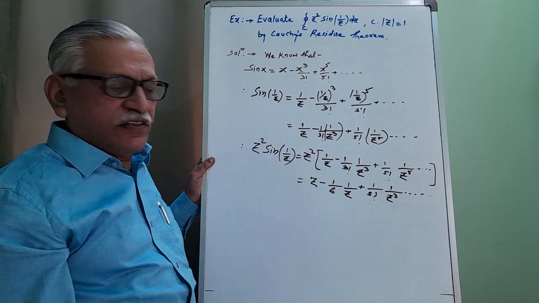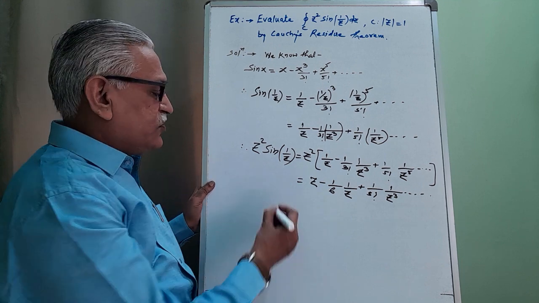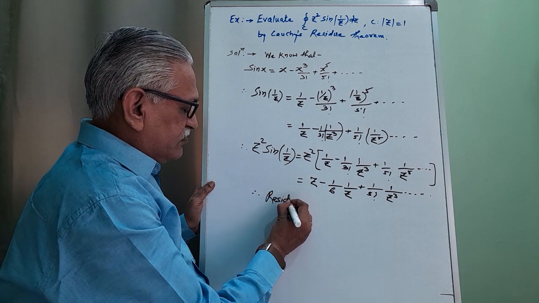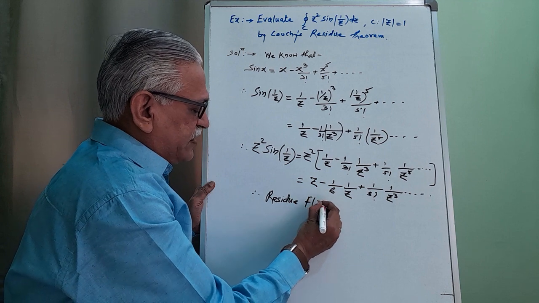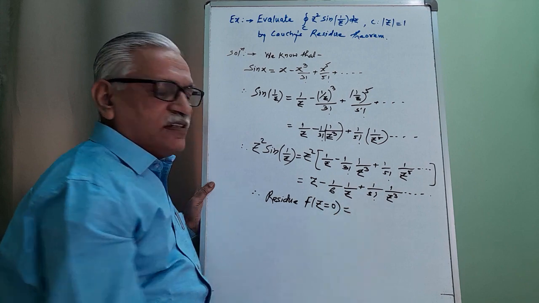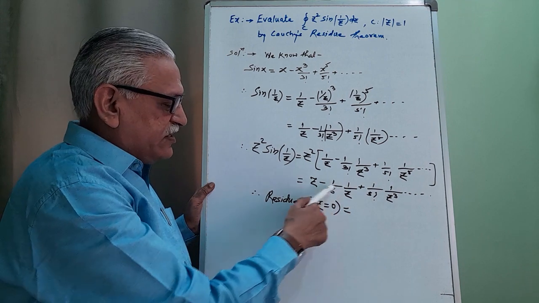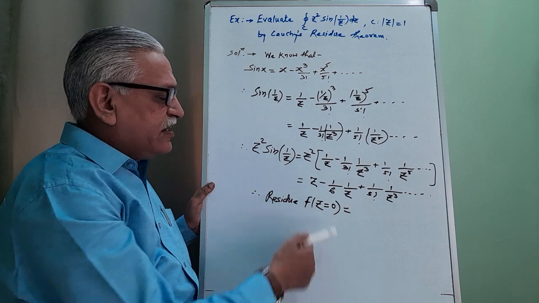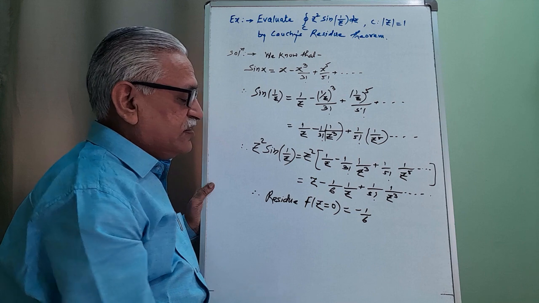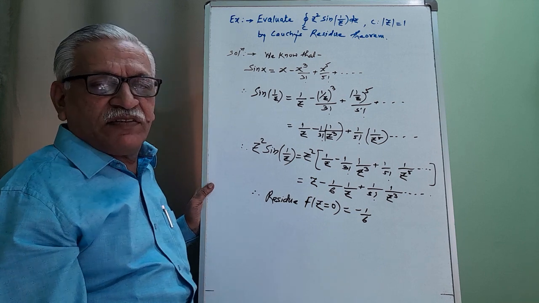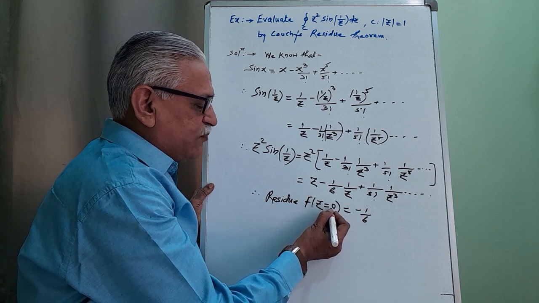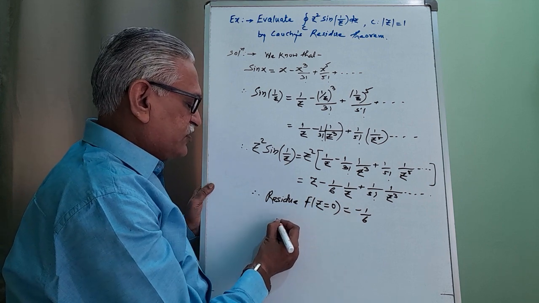This is that Laurent series about the pole z equals 0, and therefore we get the residue of that function f of z about the point z equals 0 as the coefficient of 1 by z. We have the second term as 1 by z. Its coefficient is minus 1 by 6. Therefore, that is the residue of that function at the pole z equals 0 by Laurent series.